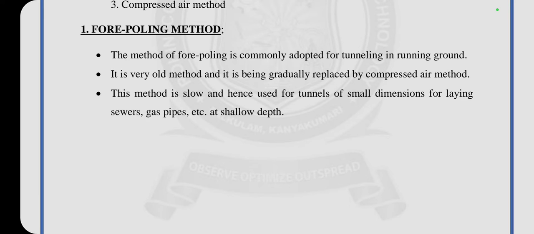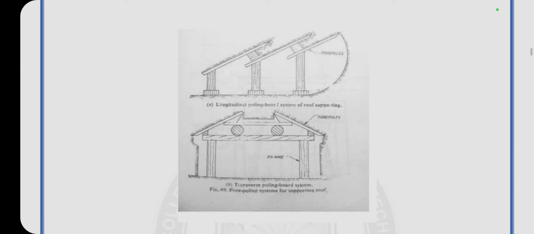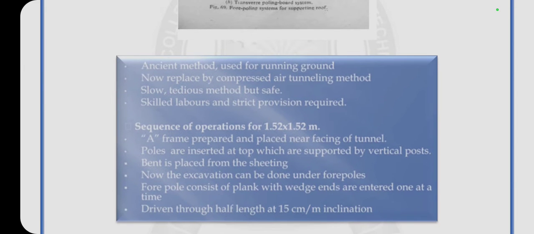The foot poling method is commonly adopted for tunneling in running ground. It is a very old method and is being gradually replaced by the compressed air method. This method is slow and hence used for tunnels of small dimensions for laying sewers, gas pipes, etc. at shallow depth. This is the foot poling method in the diagram. It is an ancient method used for running ground, slow but safe. Skilled laborers and strict supervision are required.